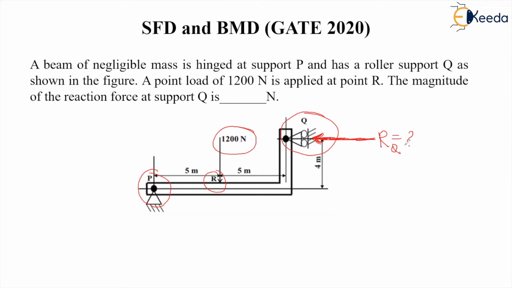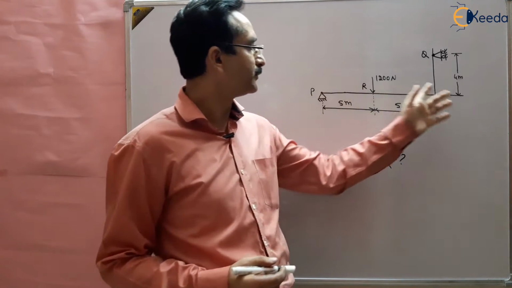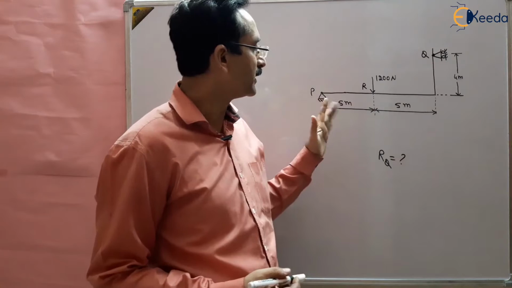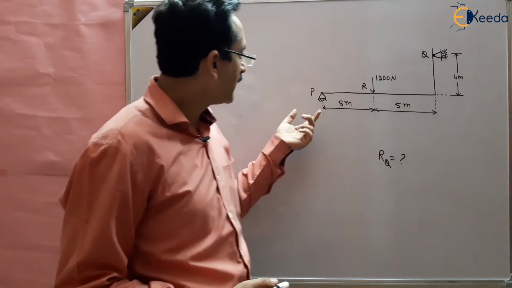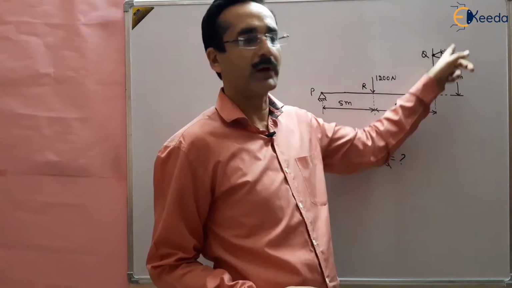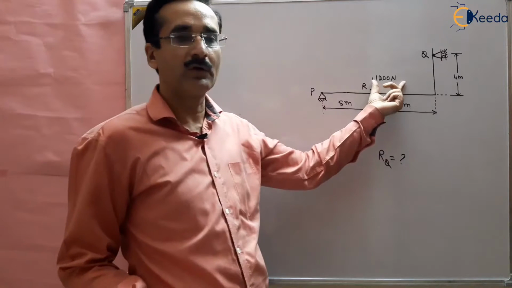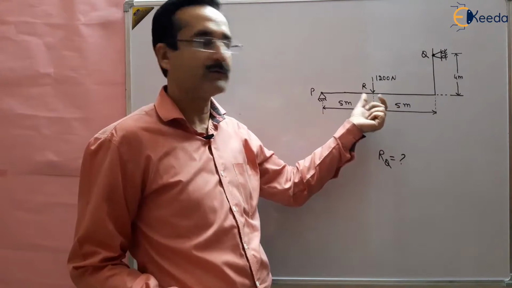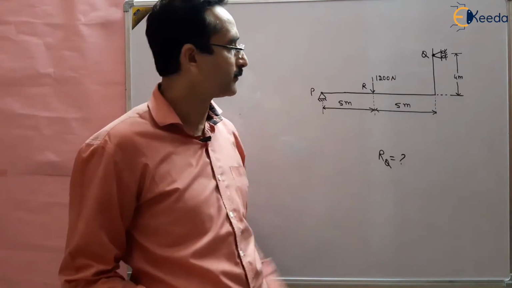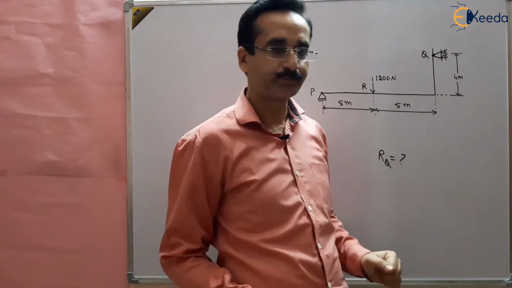So let us solve this question. In this question we are given a beam, a simply supported beam basically, which is L shaped. At point P this is a hinge joint and at point Q this is a roller joint, and a point load of 1200 Newton is applied at R, which is at 5 meters from point P. We have to find out the reaction at point Q.